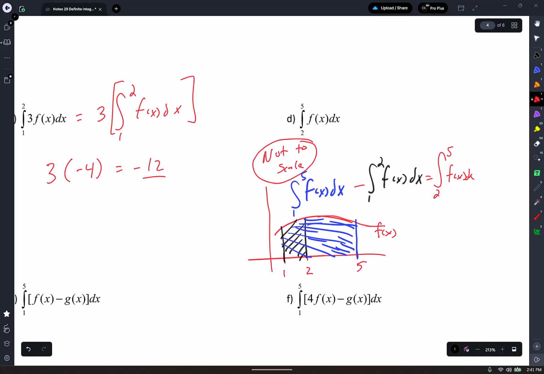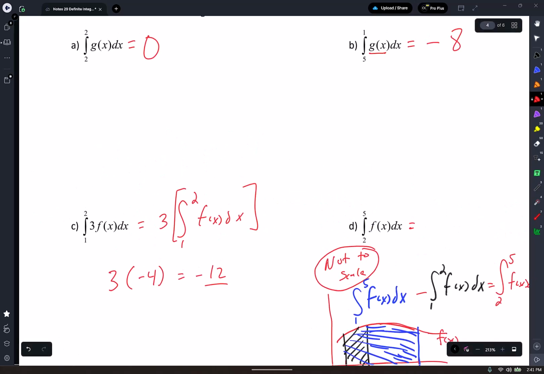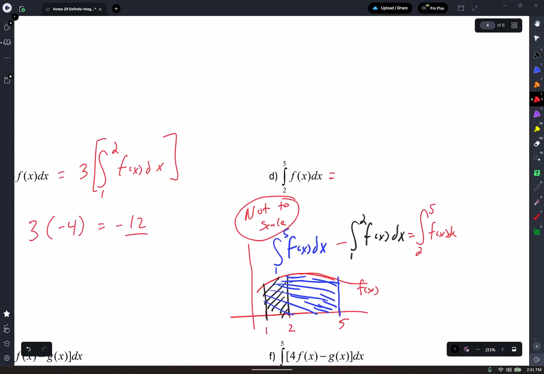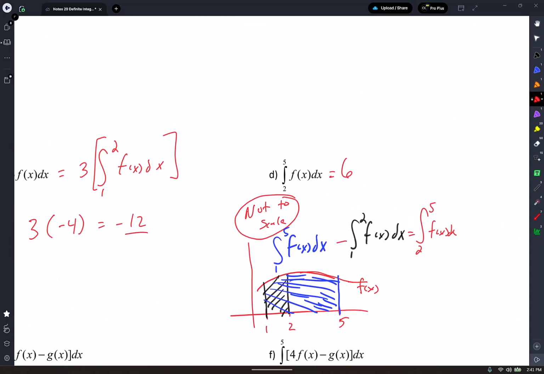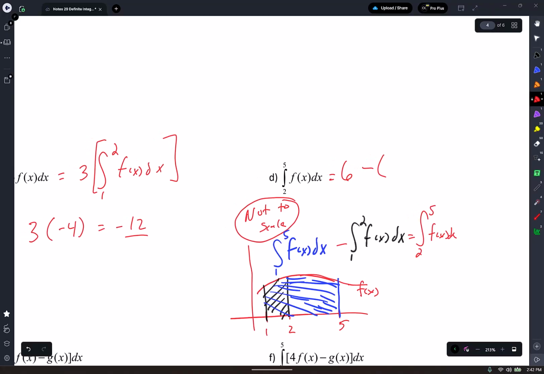So there it is. Now I'm going to write this out here. The area from 2 to 5 is equal to, what's the area from 1 to 5? 6. That's the blue part. Minus, and I know this is why I put not to scale, what's the area from 1 to 2? -4. Yeah, I know, I don't have it below the x-axis. What is 6 minus -4? 10. Does everyone see how we did it?